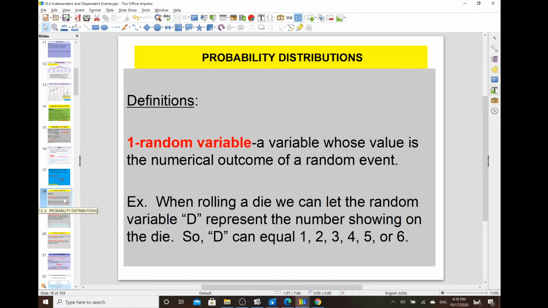Probability distribution, definition, and random variable. A random variable is a variable whose value is a numerical outcome of a random event. For example, when rolling a die, we can let the random variable D represent the number showing on the die. So D can be what? 1, 2, 3, 4, 5, or 6.